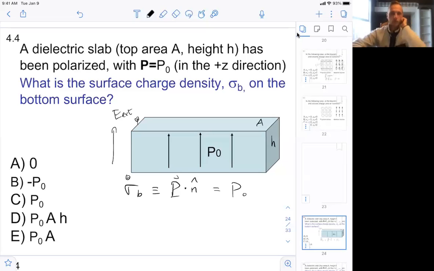Or you can see this from your dot product. Your n hat for a bottom surface is down, right? Your n hat for top surface is up. So if P is up and n hat is down, you're going to have a negative sign, right? So that's why it's negative P naught.